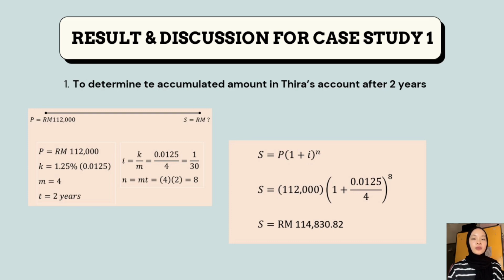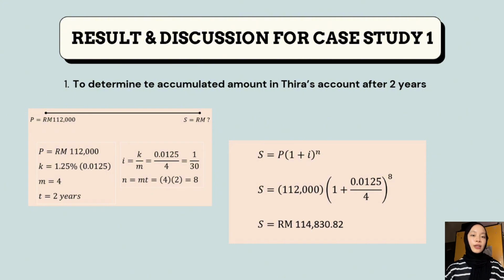First thing first, we must draw the timeline. And to solve this problem, we use the compound interest formula, where S represents the accumulated amount, P is the principal amount, and I is the interest rate per period, and N is the number of compounding periods. The principal amount P is RM112,000, so the interest rate K is 1.25%, which is equal to 0.0125. Since the interest is compound quarterly, the value of M is 4. The time period T is 2 years.